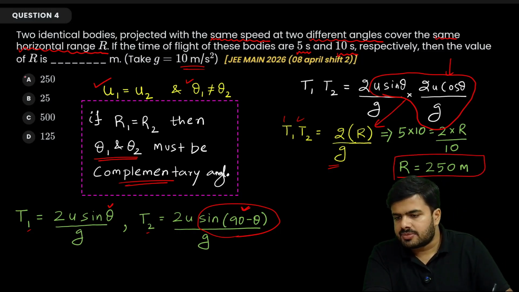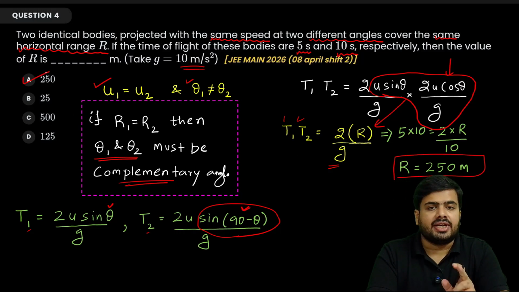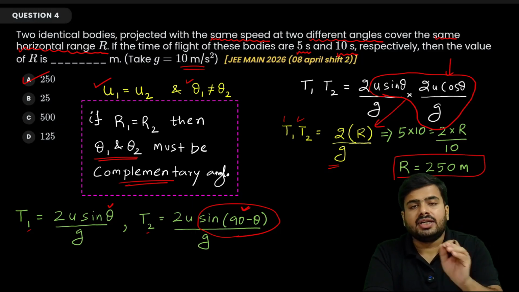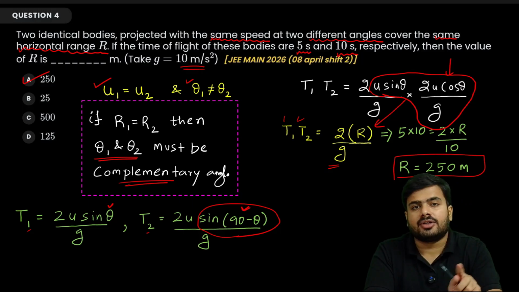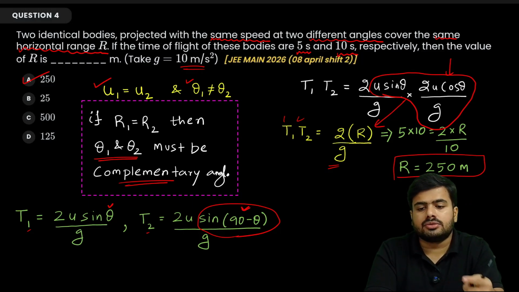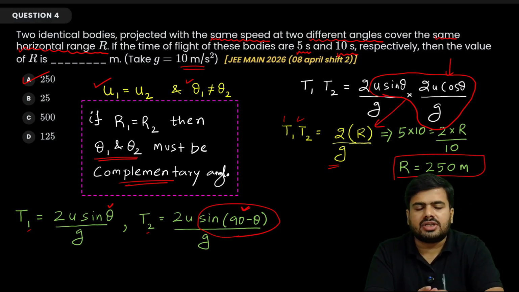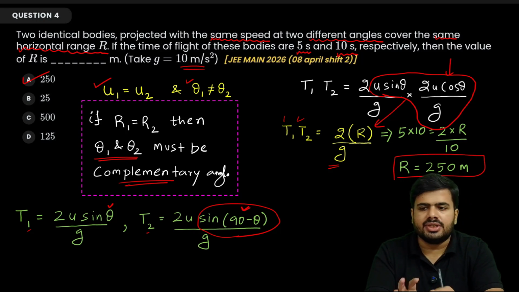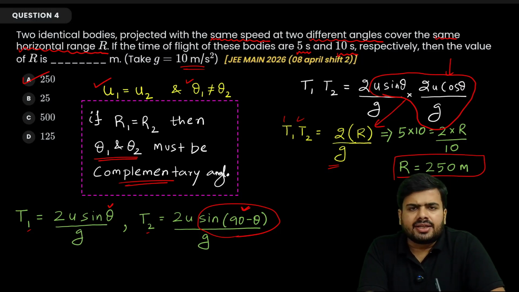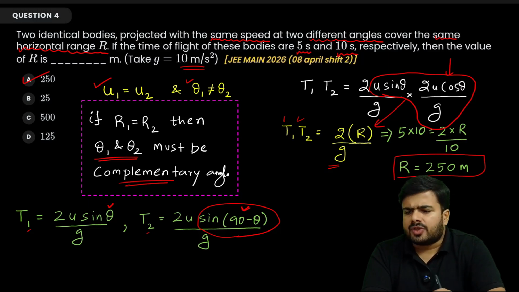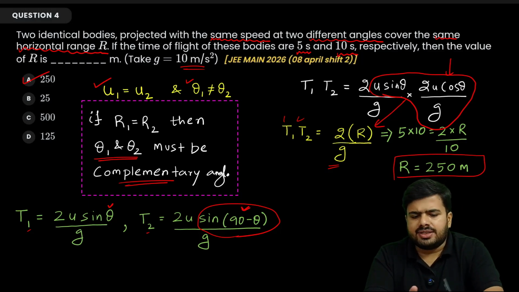So option A is correct. Directly also we can remember this formula: t1 into t2, where t1 and t2 are times of flight for complementary angles, equals 2 into range by g. Those who do not remember, you can proceed using the basic formulas. This way also we can easily solve the question. Like this, easy questions are there in 2026 JEE Main, not much difficult. So let's see the next question.